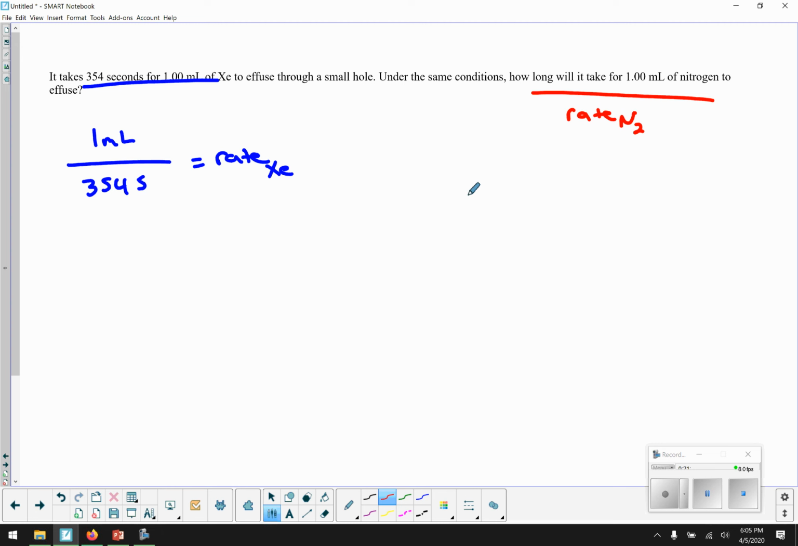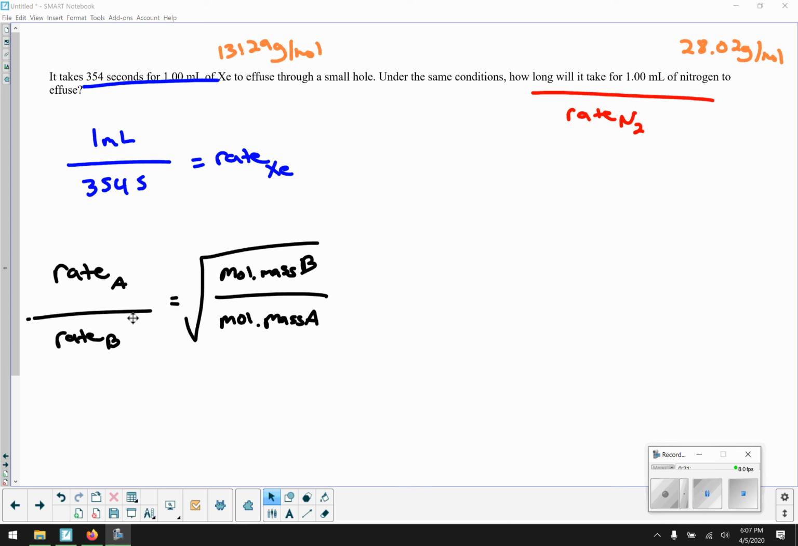First of all, I'm going to set up the equation and work through it off screen, just because it's a pain, and you don't need to watch me write about it. Okay, so I've written out Graham's law here. Rate A over rate B equals the molar mass of B over the molar mass of A. I've also looked up the molar masses. I don't know xenon off the top of my head. Maybe you guys do. It's 131.29 grams per mole, and nitrogen is 28.02 grams per mole.